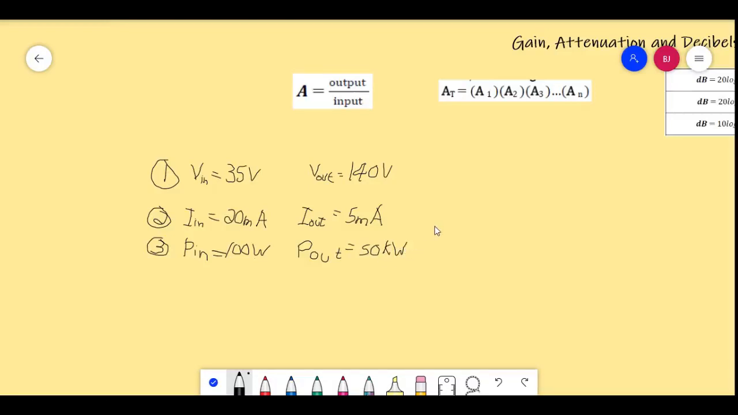Okay? So how do we determine the gain? This gain is what we call the absolute value gain. Meaning, because it has the same unit, when you divide values having the same unit, they are actually cancelled out. Okay? So let's try to solve for number 1.